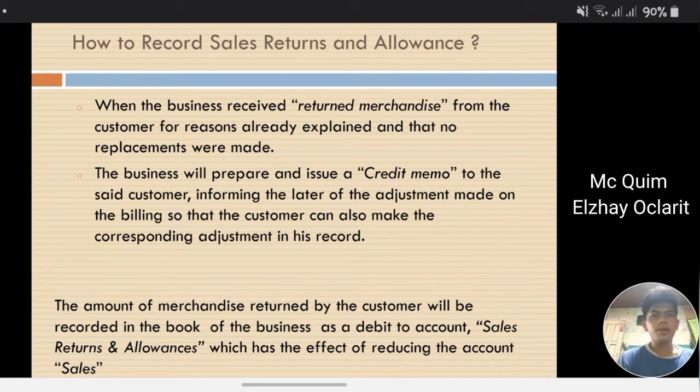How to record sales returns and allowances. When the business receives returned merchandise from the customer, for reasons already explained, and no replacements were made, the business will prepare and issue a credit memo to the said customer, informing the latter of adjustments made on the billing so that the customer can also make the corresponding adjustments in his records. The amount of merchandise returned by the customer will be recorded in the books of the business as a debit to the account Sales Returns and Allowances, which has the effect of reducing the account Sales.